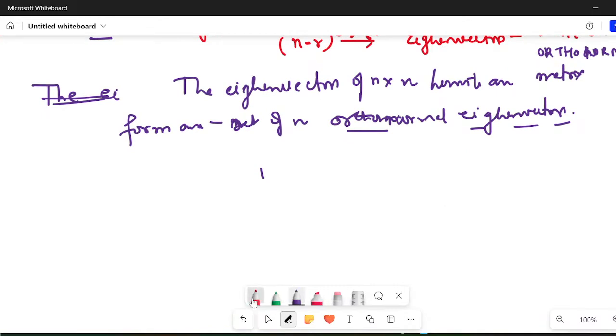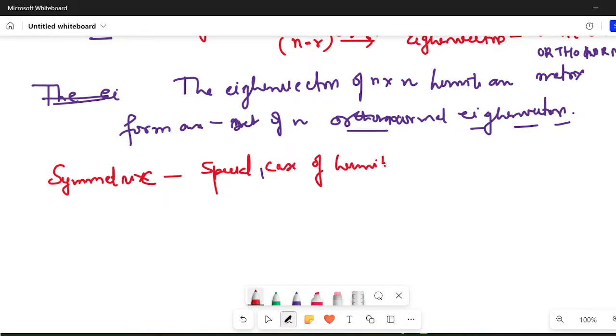Now you see, what is a symmetric matrix? A symmetric matrix is nothing but a special case of Hermitian matrices only. So whatever results you've written till now for Hermitian matrices are true for symmetric matrices also. After all, if in a Hermitian matrix all the entries are real, then it is nothing but a real symmetric matrix, right? So all these results apply to symmetric matrices also.